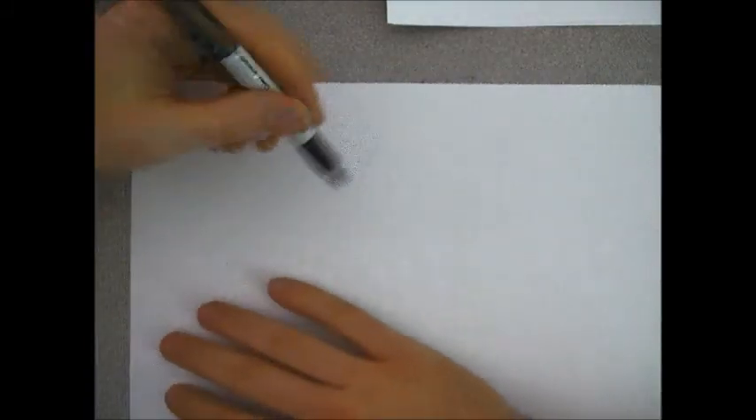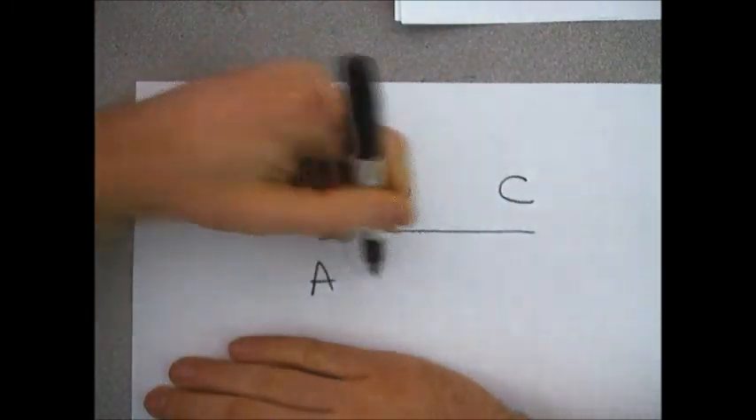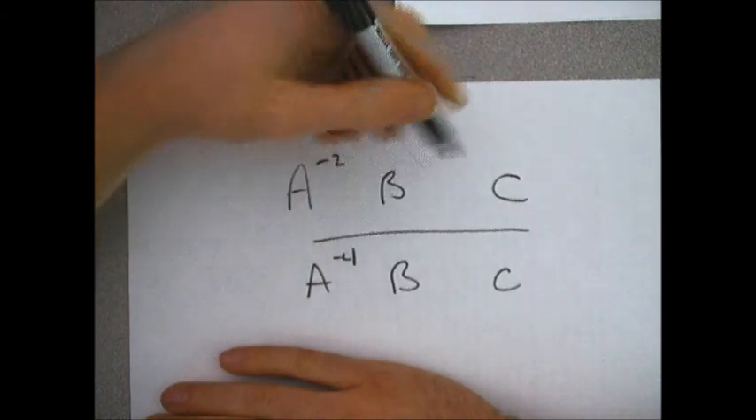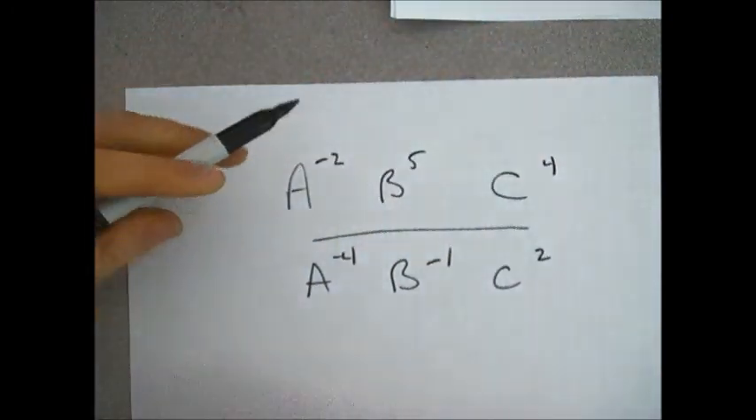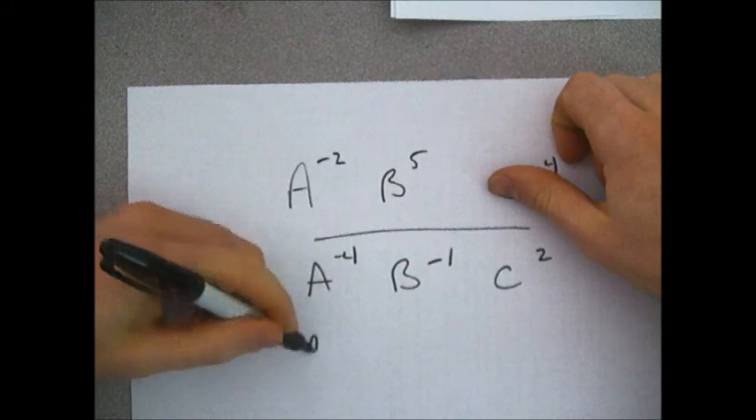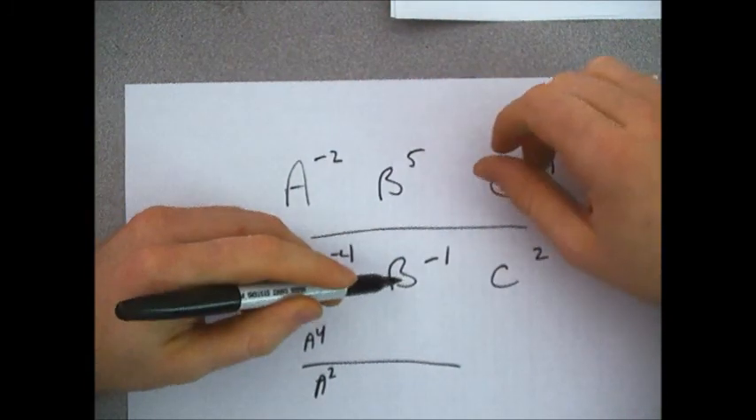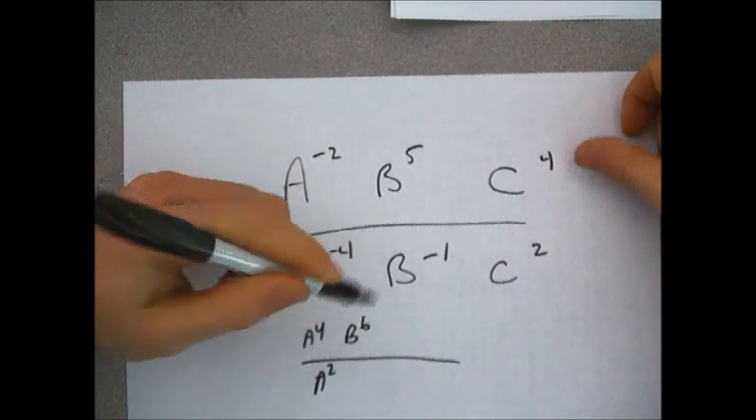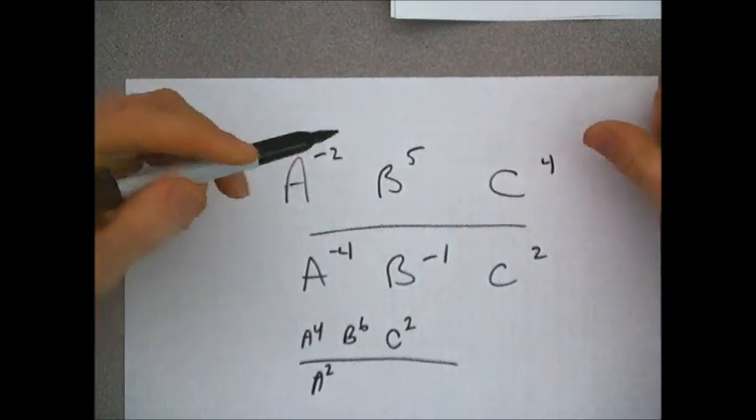All right, 16. A, B, C, A, B, C. A is -2 to -4, 5, -1, 4, 2. Okay, negative exponent tells us to do what? Flip it. So this becomes a to the 4th over a squared. I take my b to the -1 down here and flip it up. So this is b to the 6th. And my c's, I have 4 up top, 2 on the bottom. So I have 2 up top.